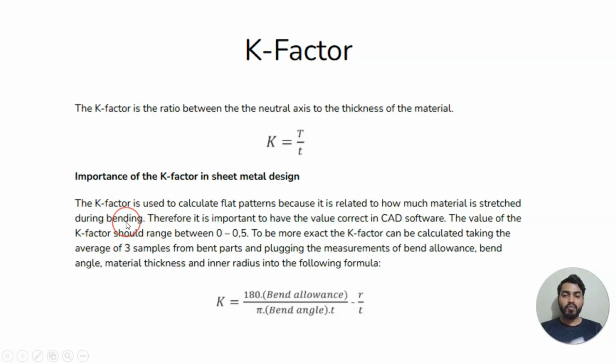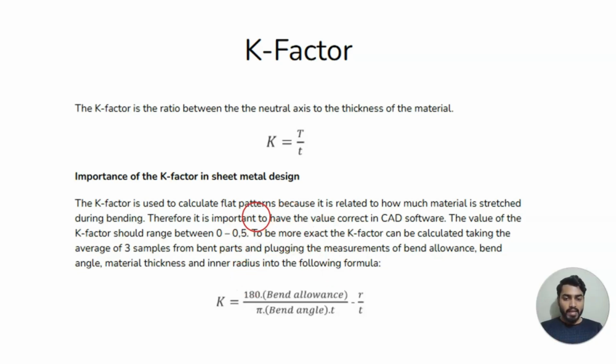If the K factor is very low, then it can tear like this, and we are not able to bend it. So in such conditions, we need to maintain the K factor value within the limits. Therefore, it is important to have the value correct in CAD software. The value of the K factor should range between 0 and 0.5. So always the K factor value should be 0 to 0.5. If it is more than that, we will not be able to bend that sheet metal.